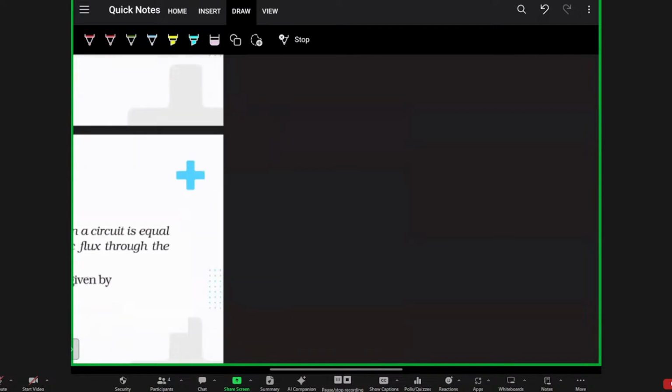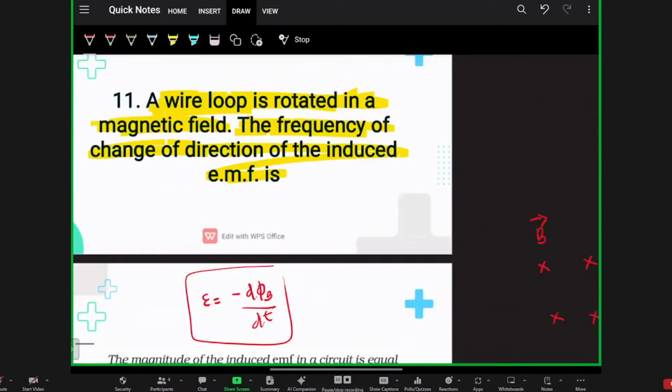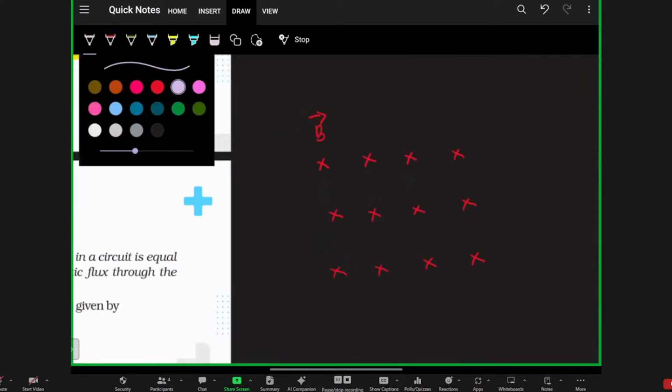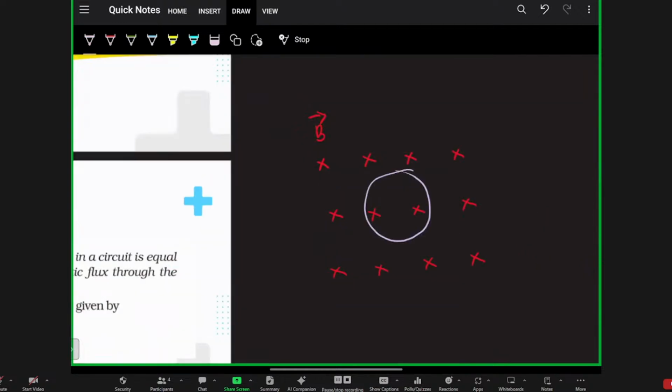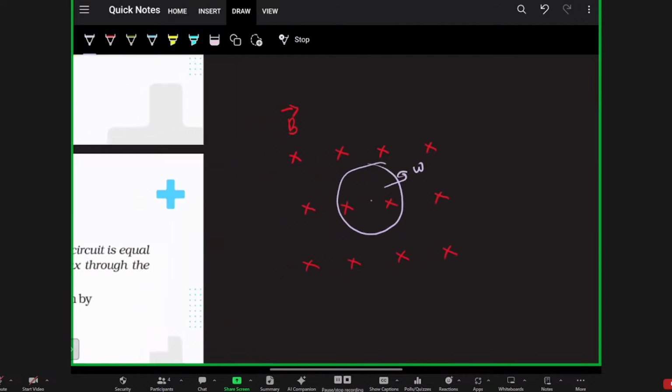Suppose this is the magnetic field B, and its direction is into the plane. And we have a rotating loop. I'm taking a ring here, and the ring is rotating with angular velocity omega. This is also a basic question.